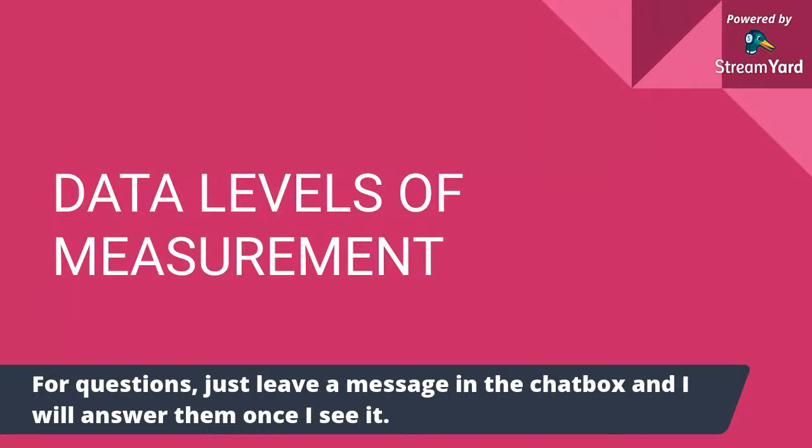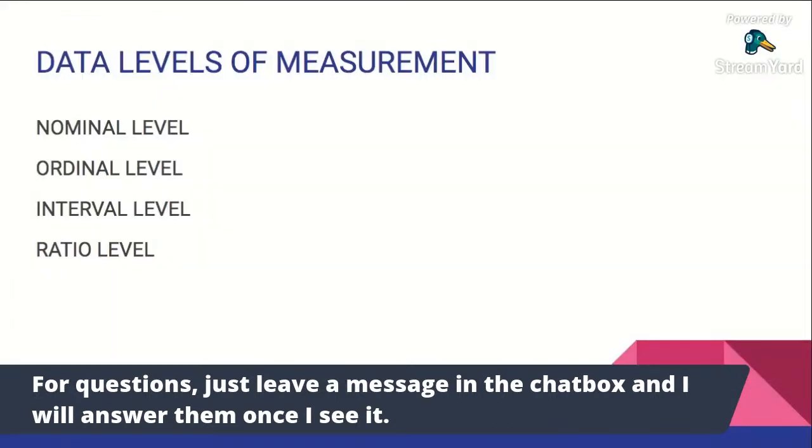A variable has one of four different levels of measurement. So we have the different levels of measurement, which are nominal level, ordinal level, interval level and ratio level. Therefore, it is important for researchers to understand the different levels of measurement, together with how the research question is phrased, as it dictates what statistical analysis is most appropriate.